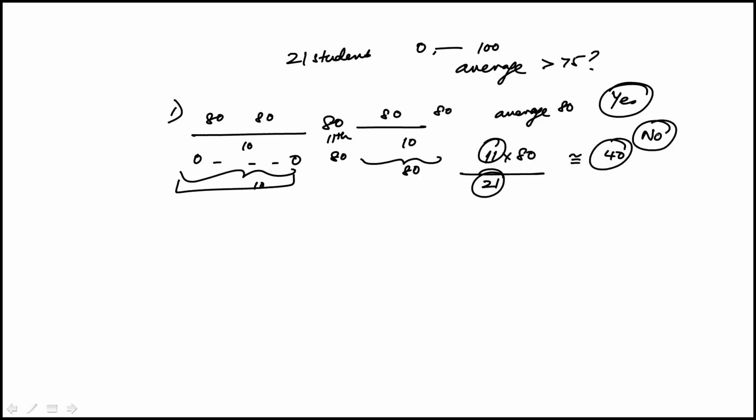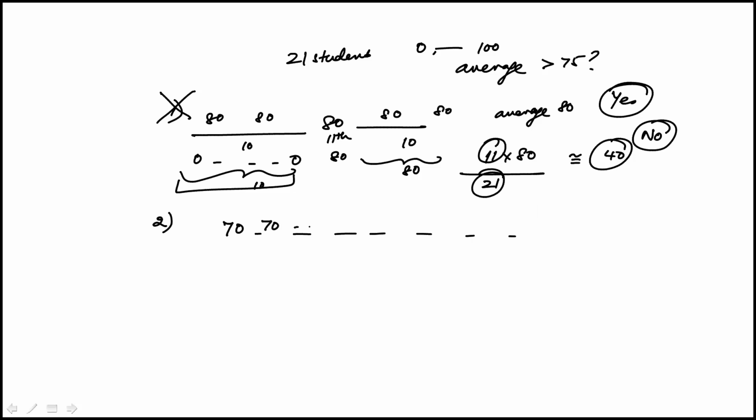So sometimes I'll do a quick yes and no just to be absolutely sure. So 1 alone is insufficient. 2 says the minimum of the 21 test scores was 70. So 70 is the minimum, and then we don't know what the other values are, but clearly they will be greater than 70. Again, I'll try to do a yes and a no.